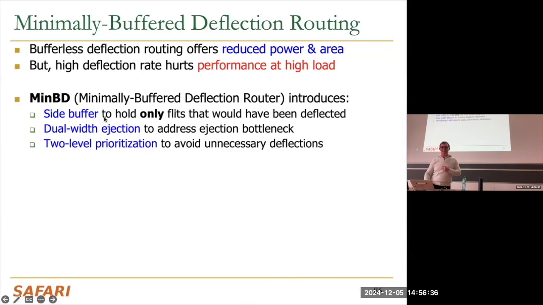Essentially, we're going to buffer some deflected flits. This is actually a different kind of buffering, right? Existing buffered routers buffer everything. Here, we're going to buffer only deflected flits, or otherwise to-be-deflected flits. I'm going to show you.